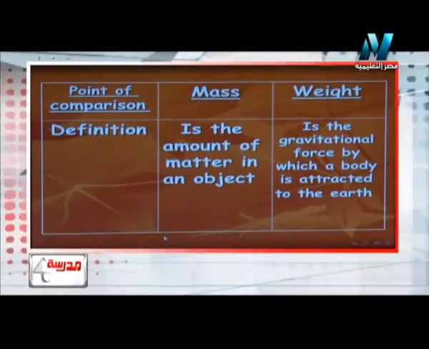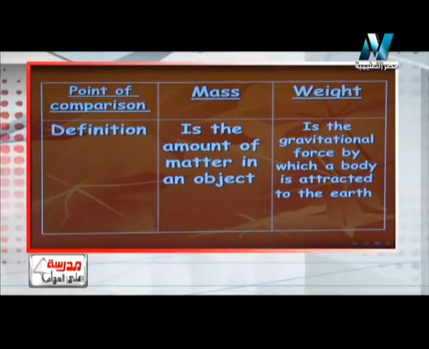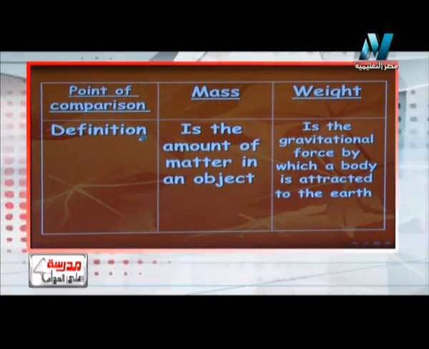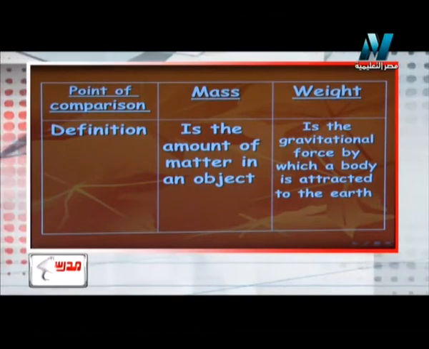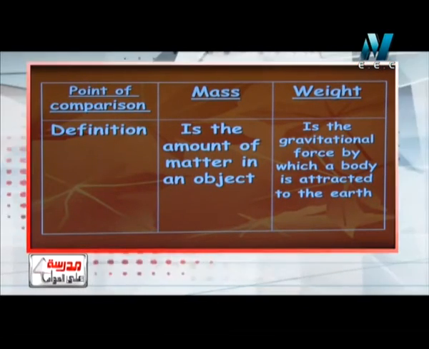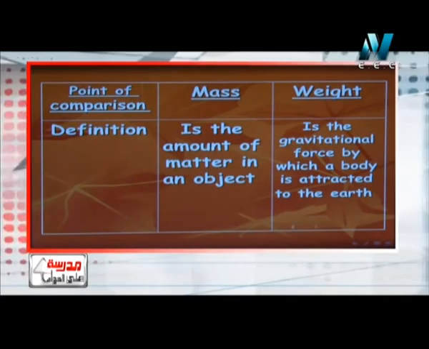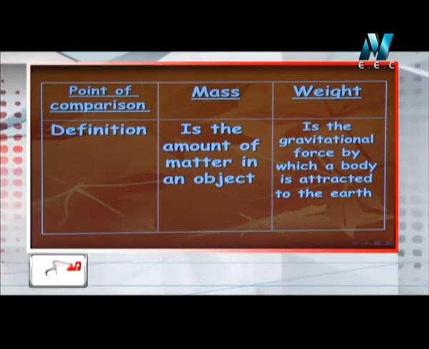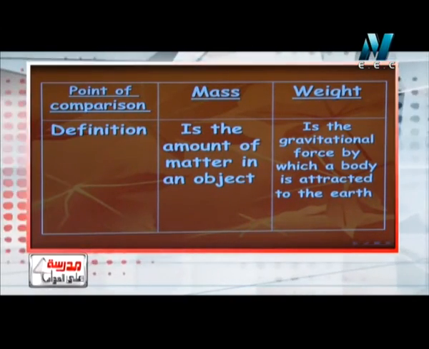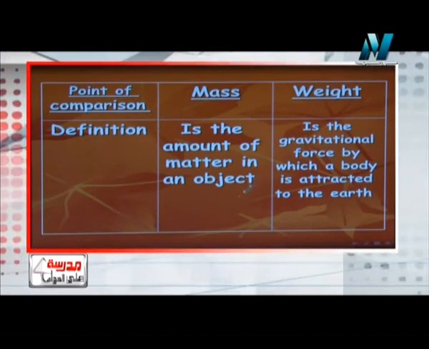Okay. At first, I must compare between them in definition. We have a definition for each one of them. Mass is the amount of matter in an object. As we know, mass is the amount of matter in an object. But weight is the gravitational force by which a body is attracted to the earth. Again, the definition between mass and weight. Mass is the amount of matter in an object, but weight is the gravitational force by which the body is attracted to the earth.